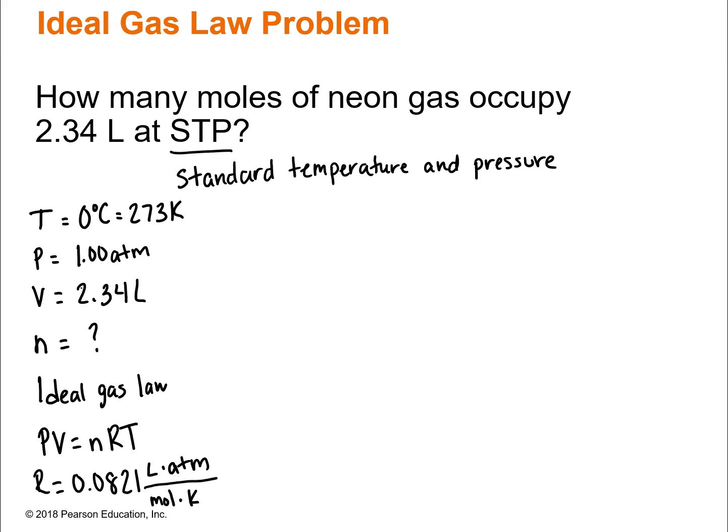So we know we have an ideal gas law problem. And we're being asked about how many moles. Remember that moles, we're looking at N. So we've got to rearrange this equation to solve for N. To do that, you're going to divide by RT. From there, you just substitute in the numbers and do the math.